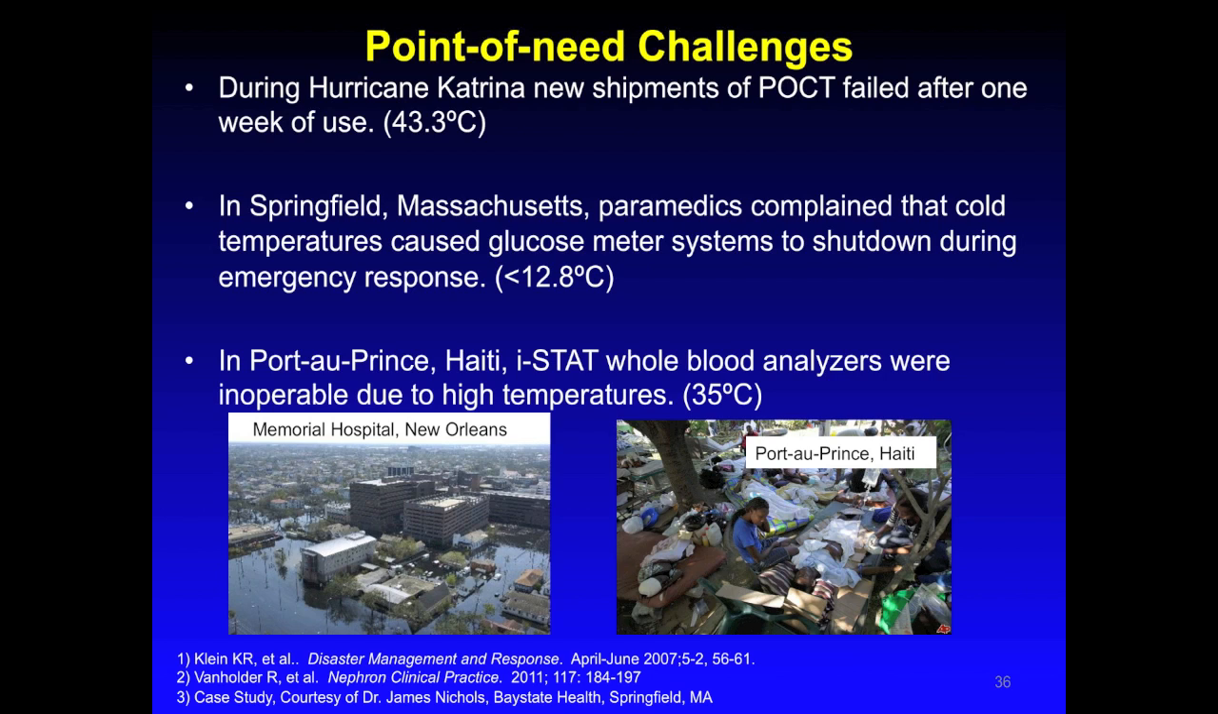Well, we found during Hurricane Katrina that point-of-care testing failed after 1 week of use, primarily due to damage to reagents with storage at 43+ degrees centigrade. On the flip side of the coin, in Springfield, Massachusetts, paramedics complained that cold temperatures caused glucose meters to shut down during emergency response. And then in Haiti, whole blood analyzers, the iStat specifically, were inoperable due to high temperatures.